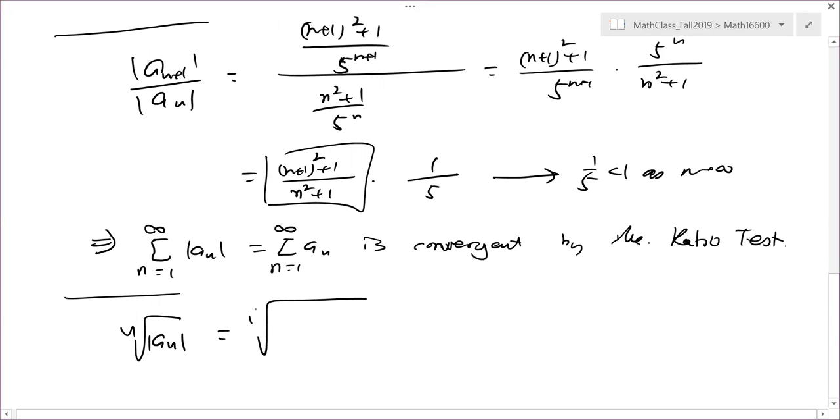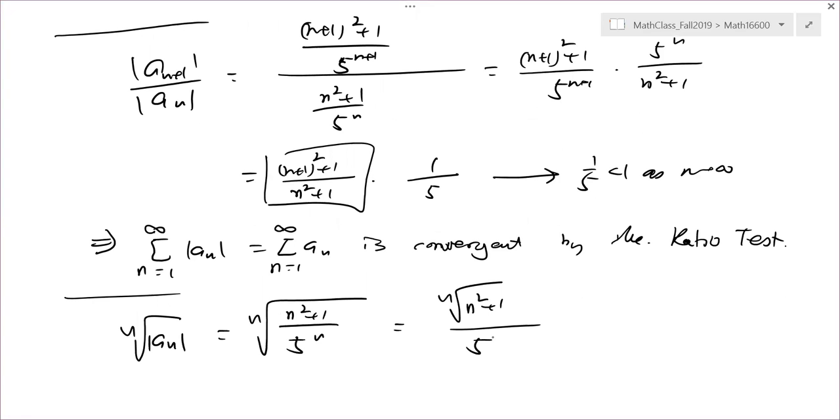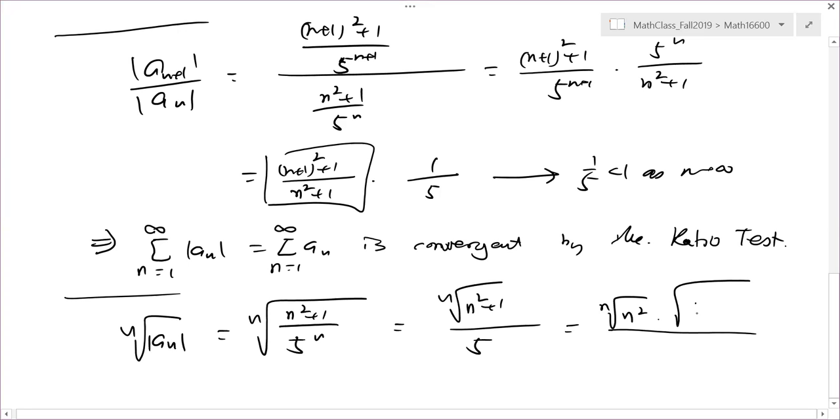And this is going to be, right, it works. The question is, how can I find the nth root of the numerator? The denominator is the nth root of 5 to the n, which is just 5. Now the numerator, the limit is going to be 1. Now how do you show that? You just take n squared out. So n squared out, and this is 1 plus 1 over n squared.